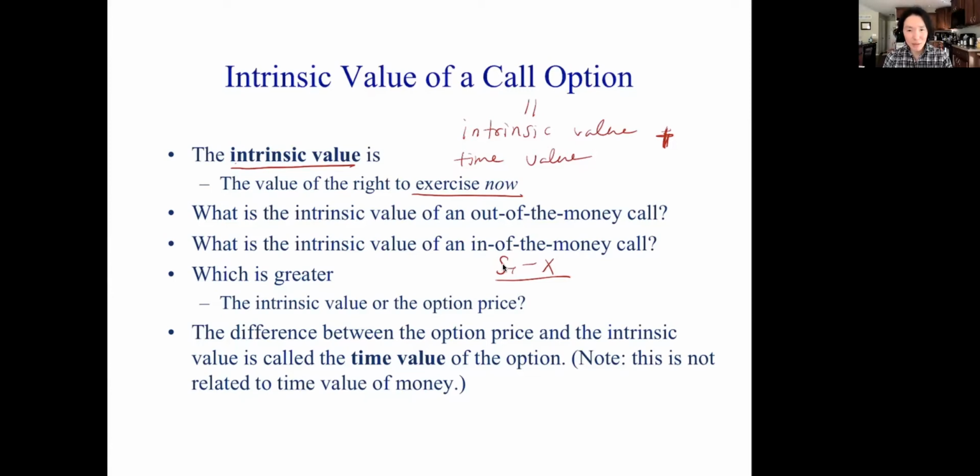Okay? Why is that the case? Because in the future, it is possible that the stock price, even though it is currently $50, will be higher than 70. That opportunity, that possibility, is what is captured by the time value of the option.